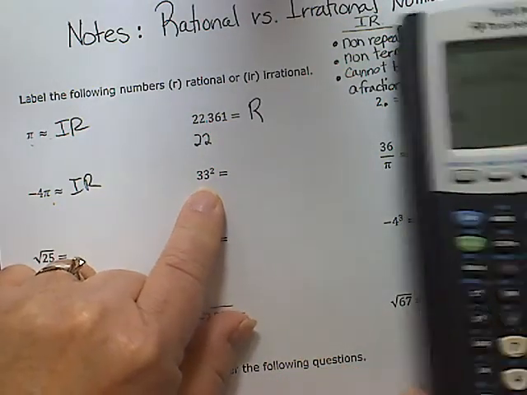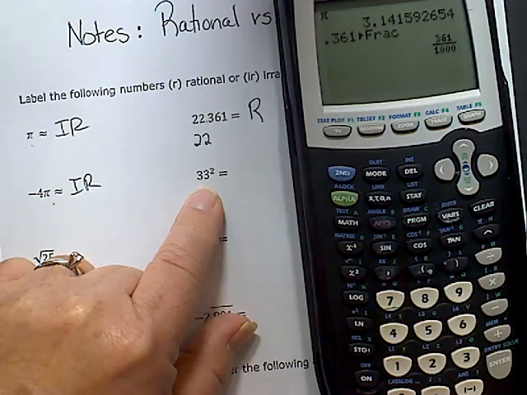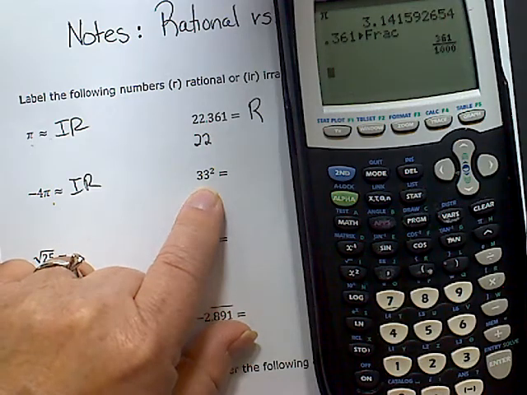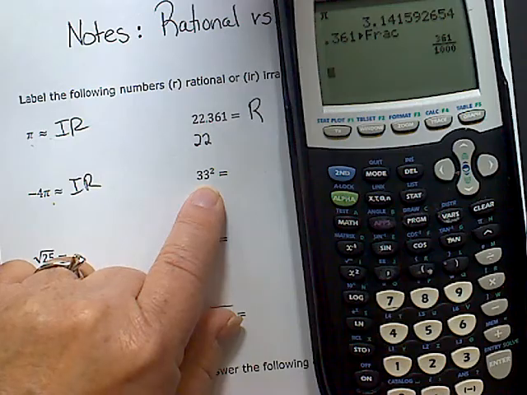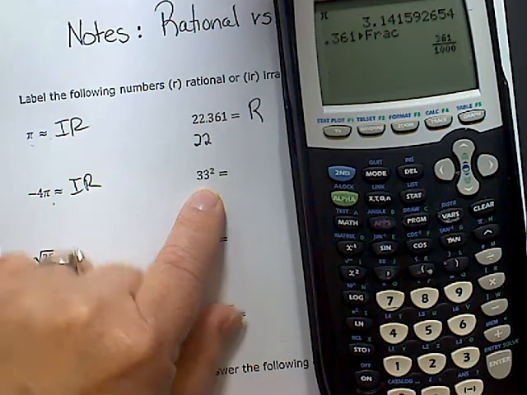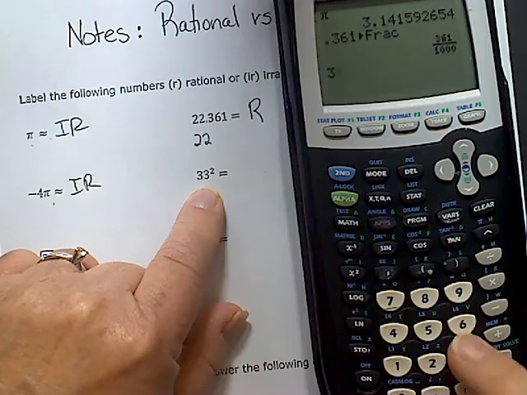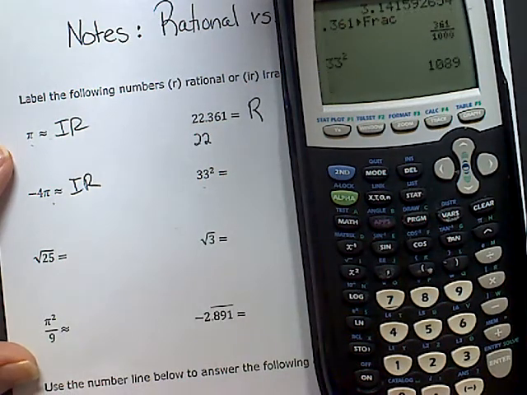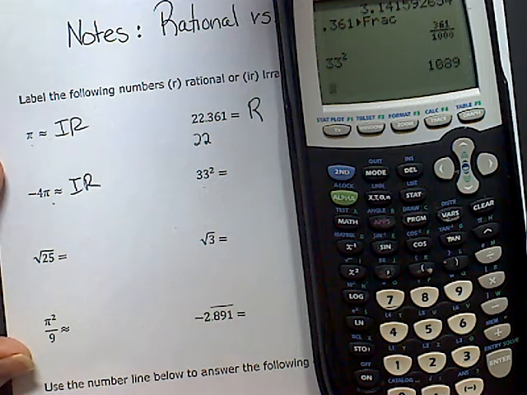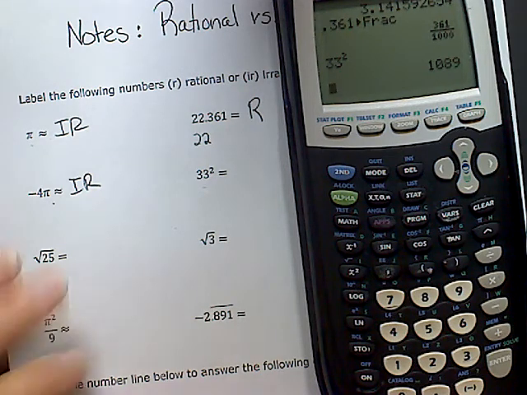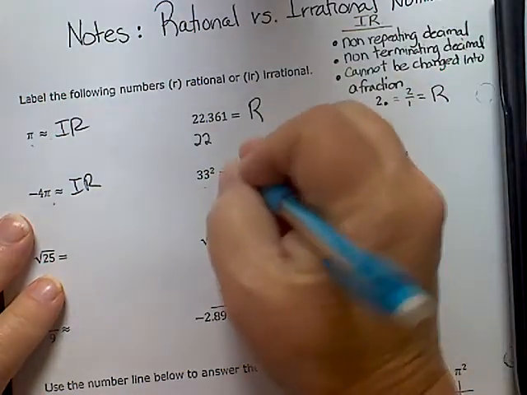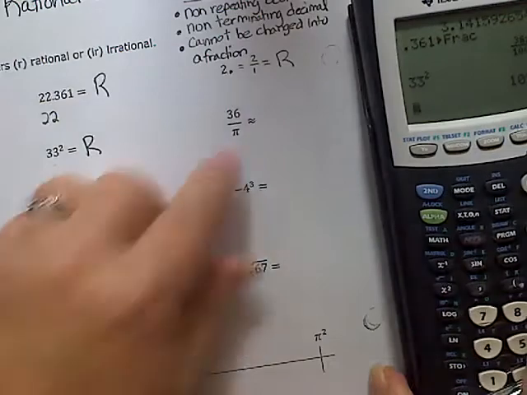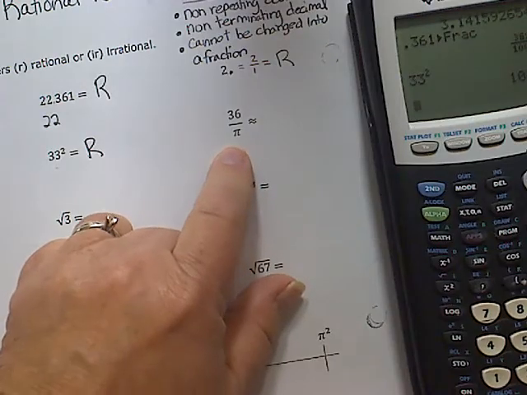33 squared. Let's put it in our calculator. Do you know how to do that? Let's see you do it. Don't just write what I'm doing. 33, and hit the x squared button. Hit enter. 1089. What kind of number is that? I hope you said a whole number or an integer, and those are all part of the set of rational numbers.